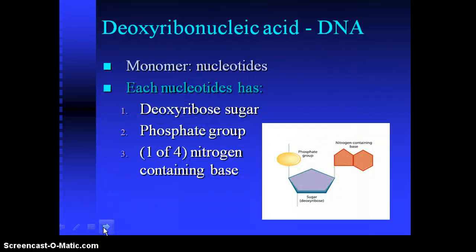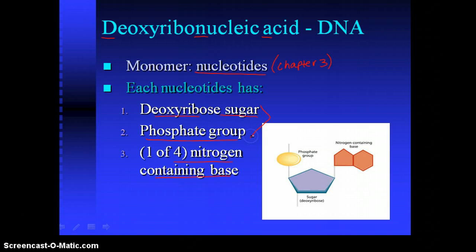All right, so DNA stands for deoxyribonucleic acid. You can see there where the DNA comes from. The monomer for DNA is nucleotide. Just as a reminder, we did this in chapter 3, so it gives you a little focus back on what we've covered before. Each nucleotide is made up of 3 things: the sugar, in this case deoxyribose sugar, a phosphate group, and then one of 4 different nitrogen bases.